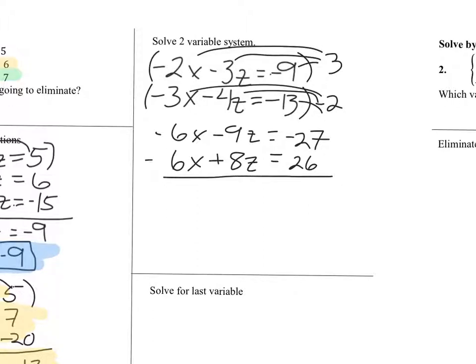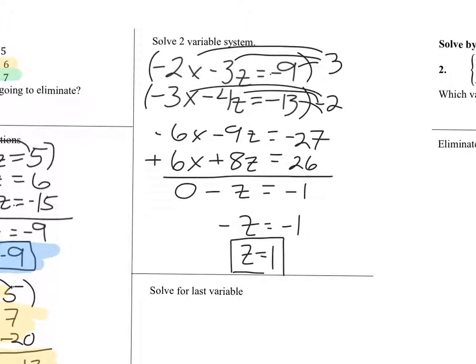And so now let's add them together. Negative 6x plus 6x is 0. Negative 9z plus 8z is going to be a minus z. And then I have negative 27 plus 26, that's going to be a negative 1. Now, negative z equals negative 1. We can solve for that one variable, and so z is going to equal 1 in this case.